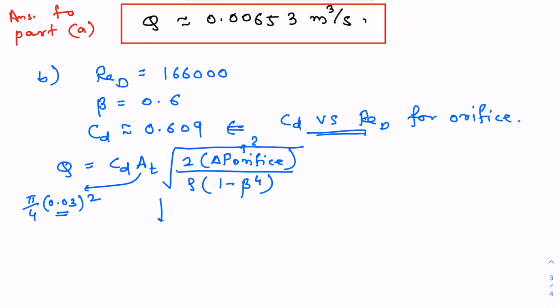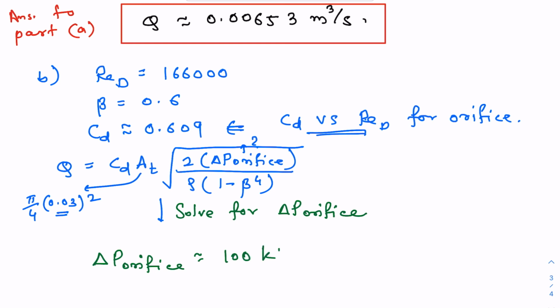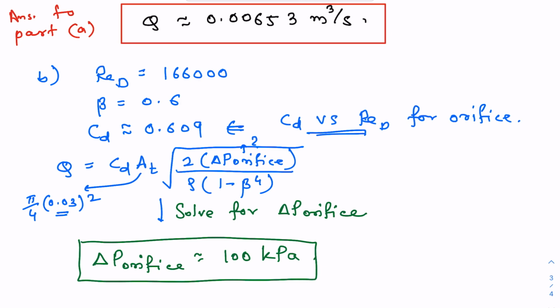So if you solve for delta P, we'll find that it comes out to be equal to 100 kilopascals. So this is the answer to part B.